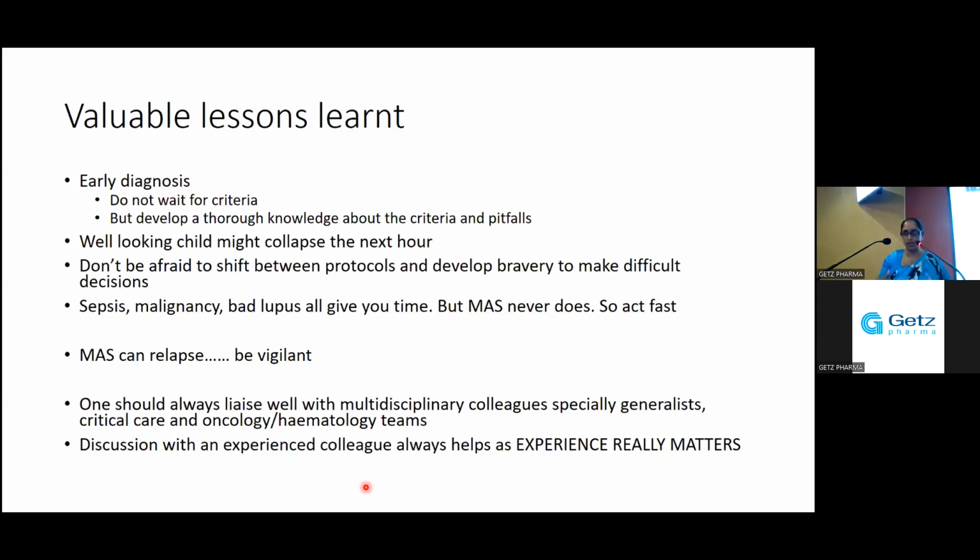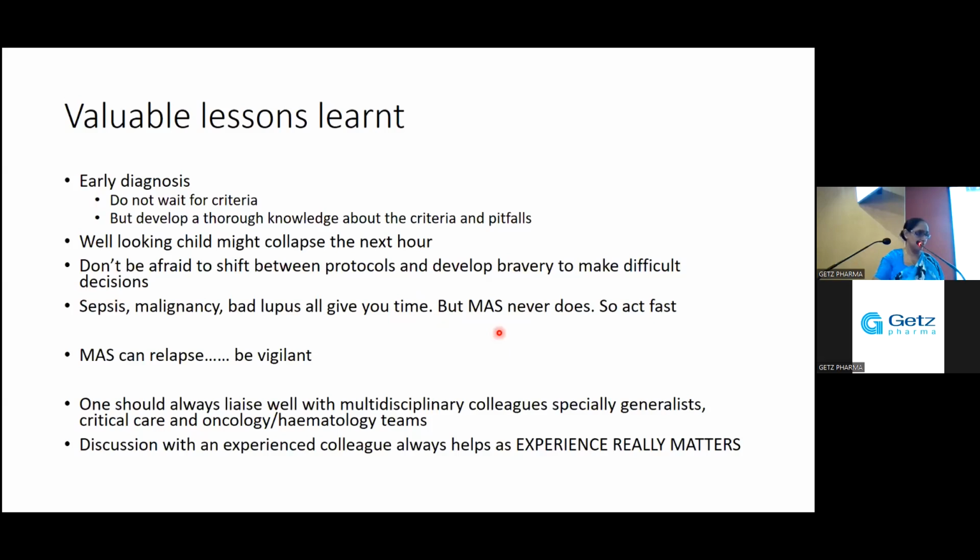The house officer, the registrar, was telling me, madam, on the very last day when the pediatrician was examining, she was sitting up in the bed and nicely smiling. Till the last hour, they will clinically be well. So a well-looking child or adult might collapse the next hour. So don't be afraid to shift between protocols and to make difficult decisions.